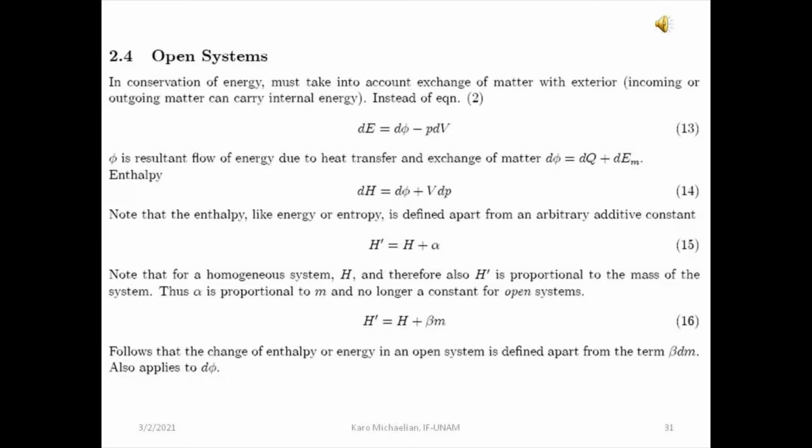Therefore, for the case of open systems, it follows that the change of enthalpy, or the energy in an open system, is defined apart from the term beta, some constant, in this case a real constant, times dm, the change in mass of the system. And this also applies for d phi, which is the infinitesimal change in the energy of the system. That is, the energy being brought into the system through the flow of heat, or because it's attached to the material which is being brought into or given out by the system.